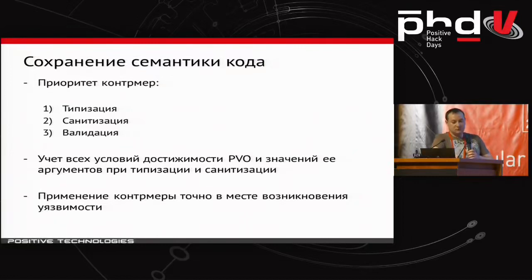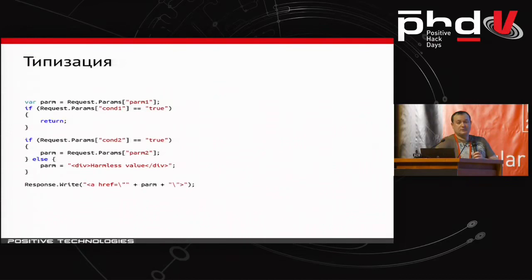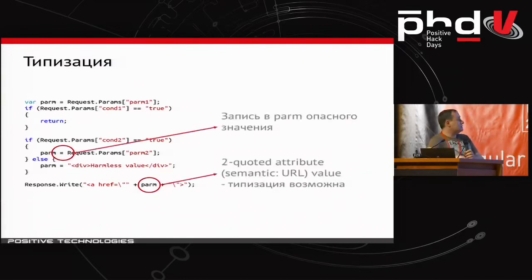If you can typify it, you typify it. If you cannot typify it, we sanitize it. If we cannot sanitize, we validate it. And then we need just to consider all the terms of attainment of PVO and its values and its arguments during typifying. So it's easier to show you some examples of typifying without change of the source code.